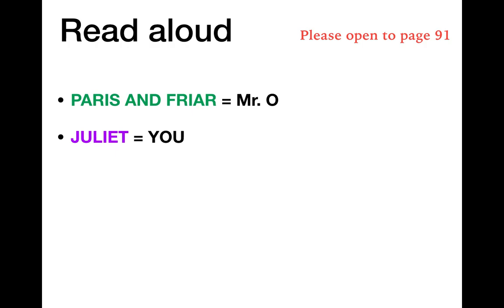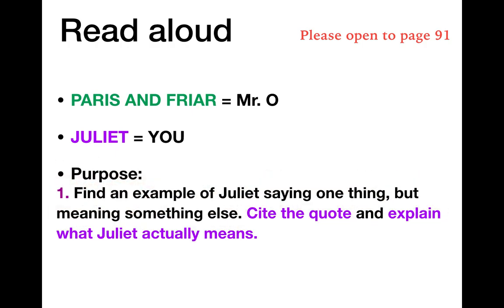You walk into church, and who do you see? The person you don't want to see. It's Paris. Like, think about how you might deliver these lines, okay? Your purpose, your goal, is to try to answer this first question in our handout. We're looking for Juliet saying one thing, but she means something else, okay? So she's going to say something to Paris, but mean something totally different.